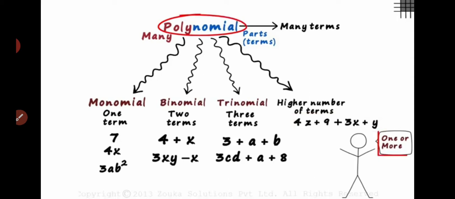A polynomial having one term is called monomial. A polynomial having 2 terms is called binomial. A polynomial having 3 terms is called trinomial. A polynomial having 2 or more terms is called a multinomial or polynomial. Understand? So how do we define the polynomial?